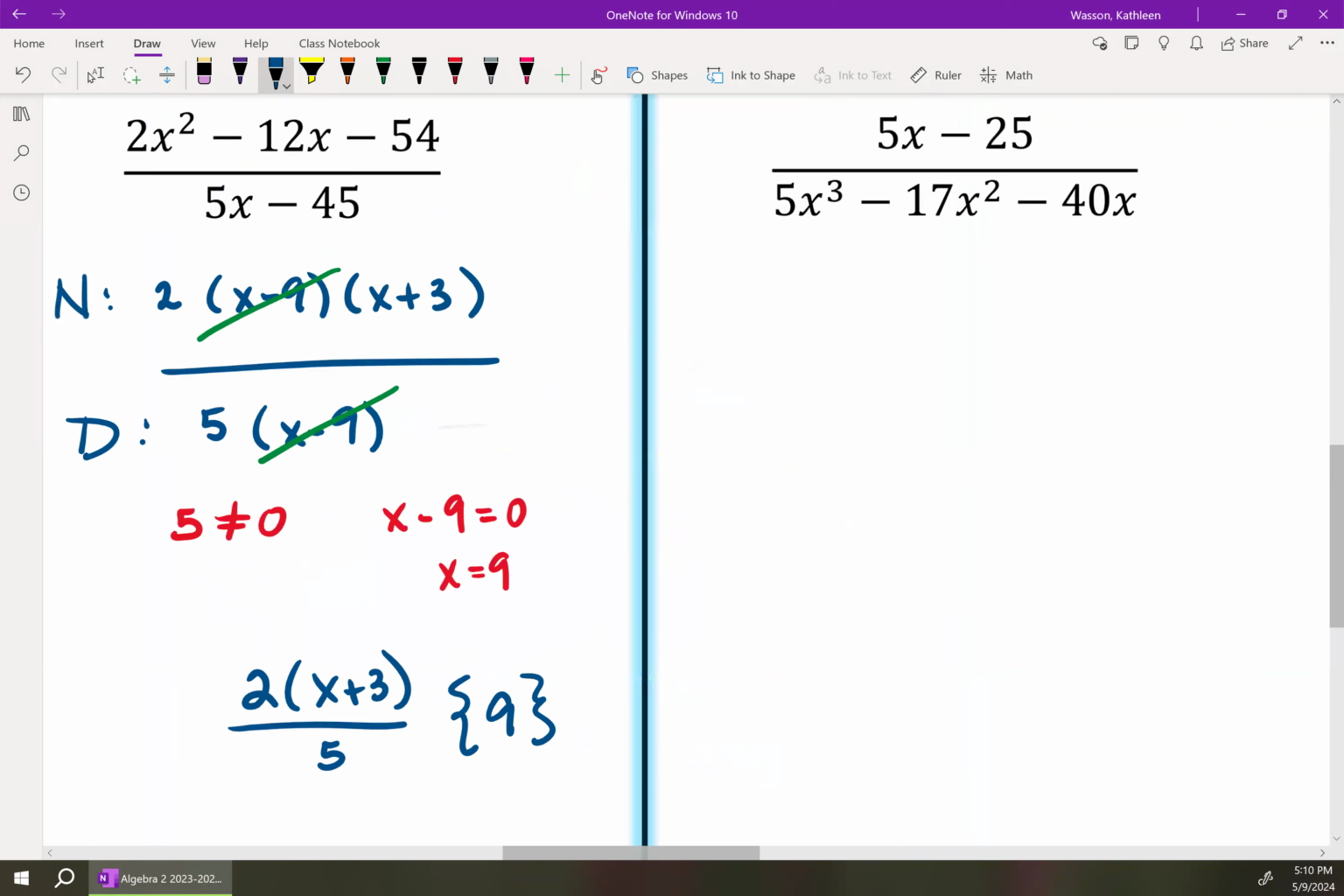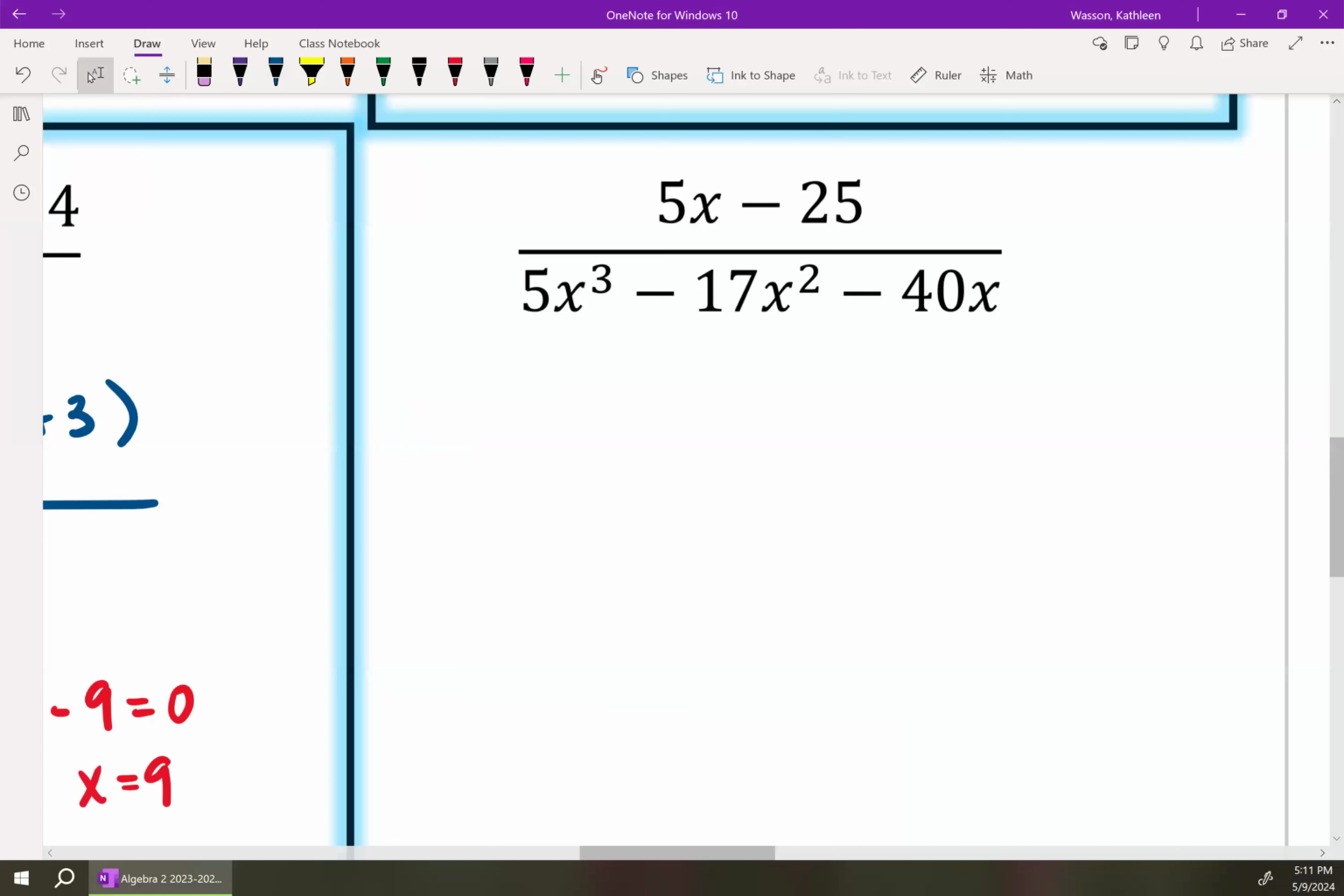And then, hit pause and work through this one. And then restart the video to make sure that we agree on what the answer should be, the simplified polynomial fraction after it's been reduced.